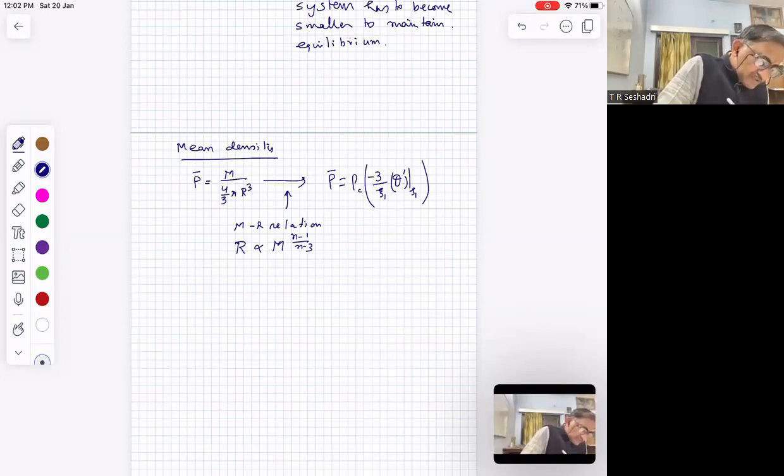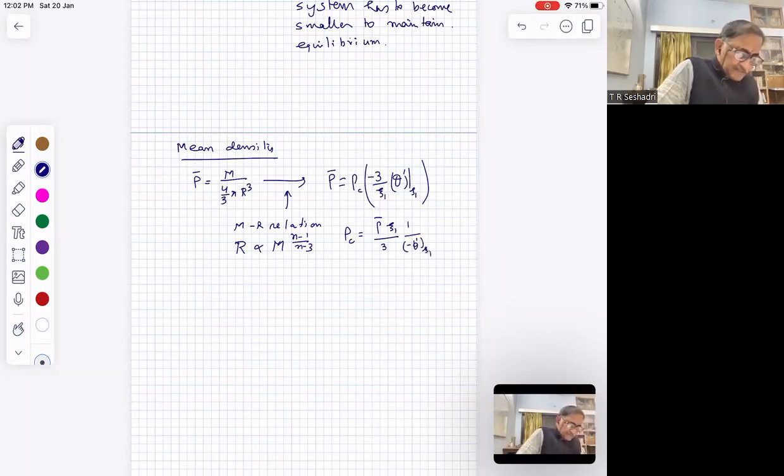Alternatively, you get rho c equal to rho bar times xi1 by 3, times 1 by minus theta prime at xi1. Now, what is the advantage? Now, rho bar I know. Rho bar is equal to the total mass by 4 upon 3 pi r cube.